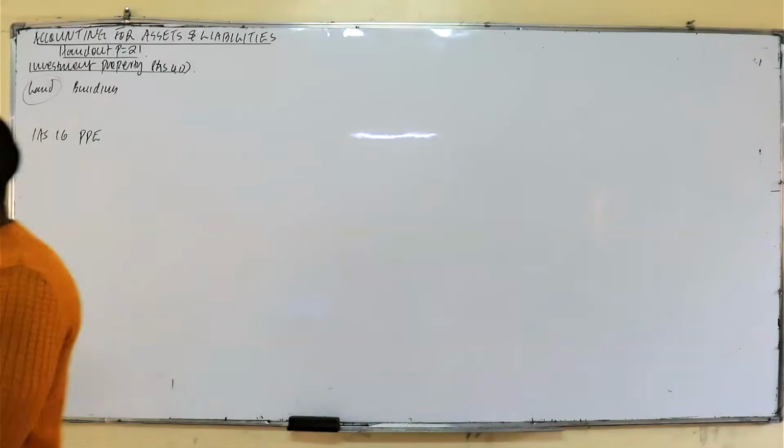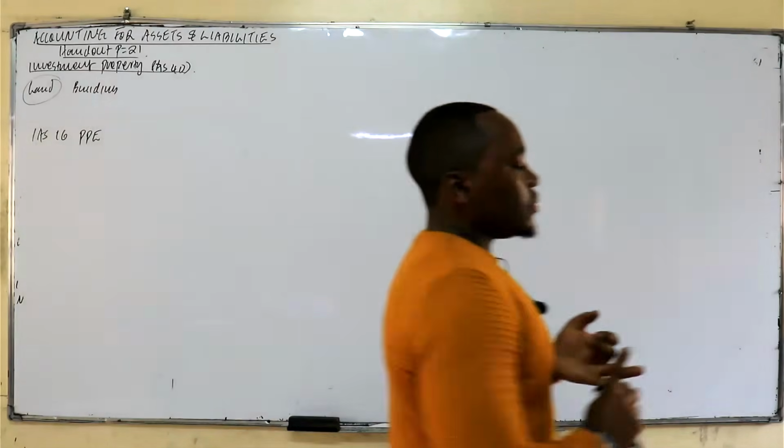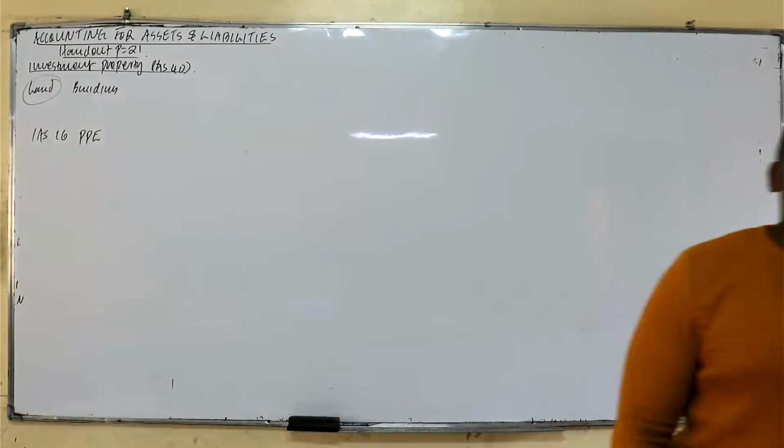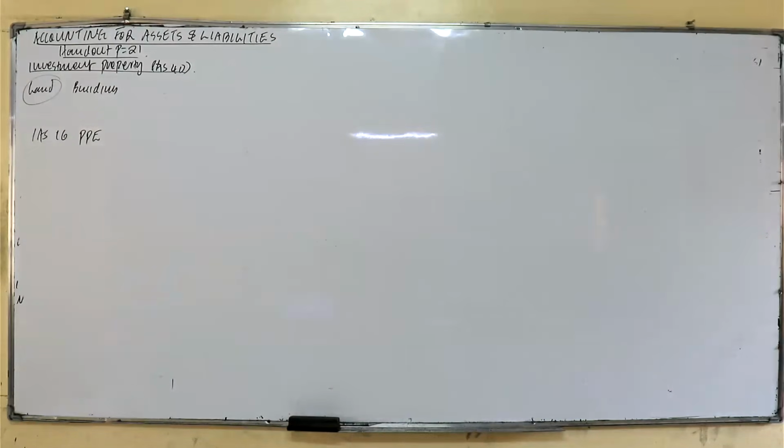So for it to be an investment property, it must be held to earn rental income or capital appreciation or both, rather than used in day-to-day activities. Go back to our notes. So you're saying that investment property are assets held to earn rentals or for capital appreciation or both, rather than used in the production, supply, and administration in the ordinary course of the business, e.g. land and building. So what are some of the examples of investment property?